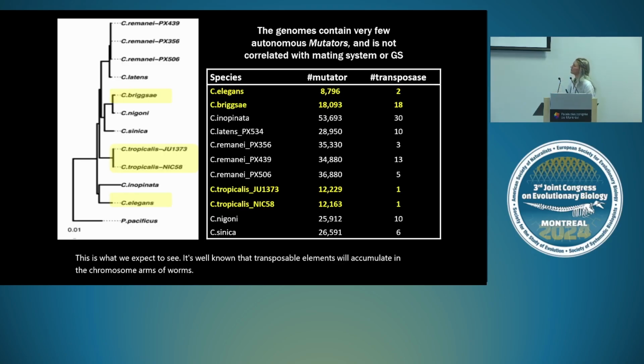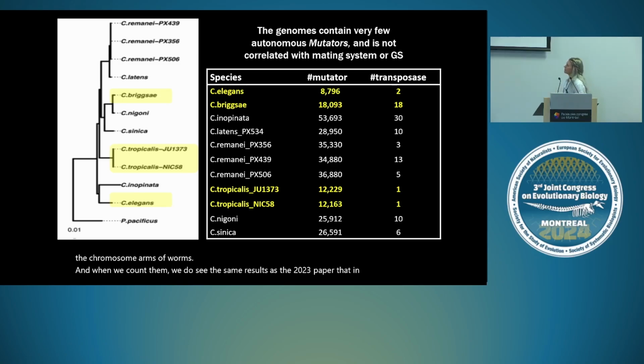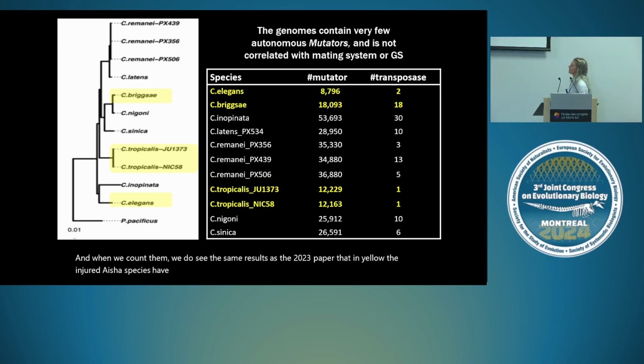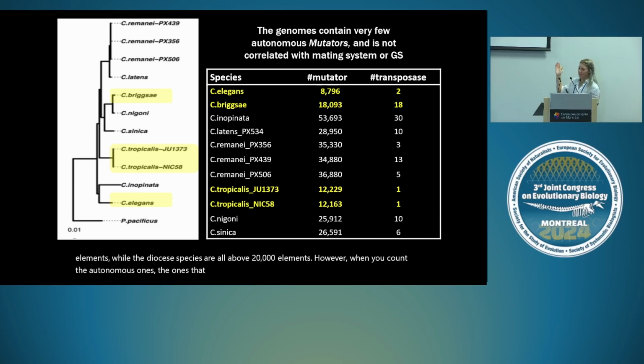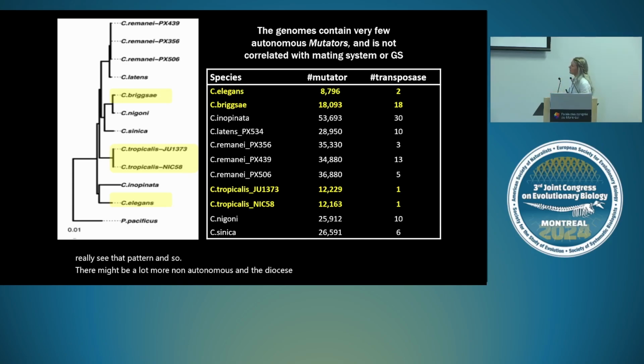It's well known that transposable elements will accumulate in the chromosome arms of worms. And when we count them, we do see the same results as the 2023 paper, that in yellow, the androdioecious species have less than the dioecious species. All of them are below 20,000 elements, while the dioecious species are all above 20,000 elements. However, when you count the autonomous ones, the ones that have intact transposase genes, you don't really see that pattern. And so there might be a lot more non-autonomous in the dioecious species, but activity, if we're inferring activity from autonomous elements, is similar throughout.